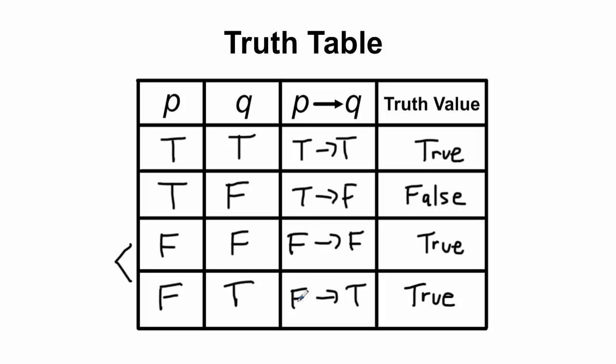So in this case here, it doesn't really matter, because I don't have to pay attention to the hypothesis since it's false, so it doesn't matter what the outcome is. The truth value is true because I'll never have a contradiction in these two cases.